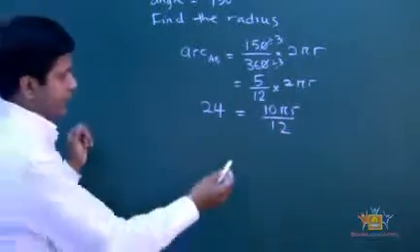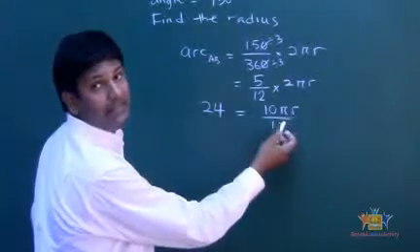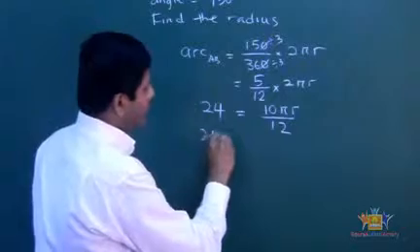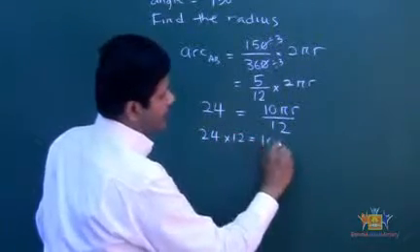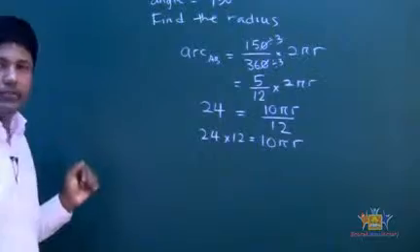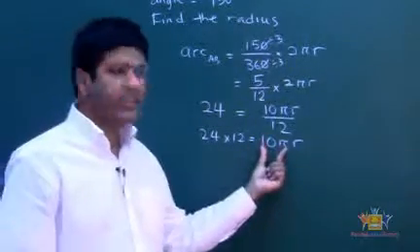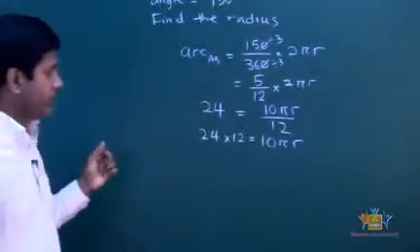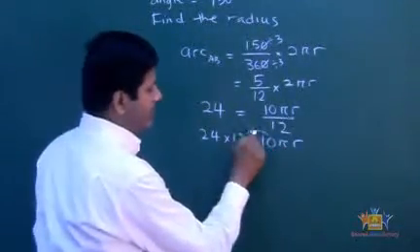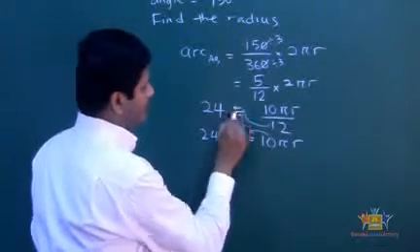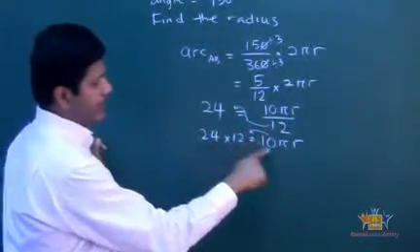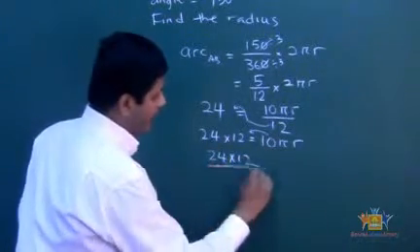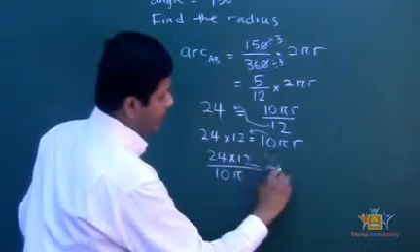Let's start with 12. What is 12 doing to r? It's dividing. So division across the bridge becomes multiplication. So I got 24 times 12 equals 10 pi r. And then who's got to go next? 10 pi. 10 pi is multiplying r, and we're looking for r by itself. So 10 pi has got to go. Multiplying, cross the bridge, so it becomes division. So 24 times 12 divided by 10 pi equals r.